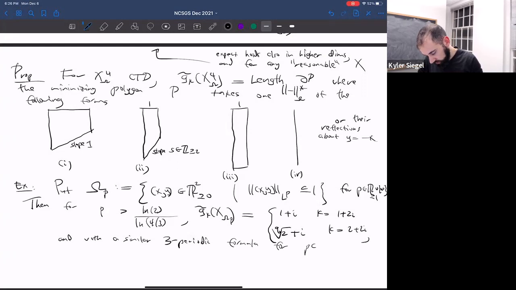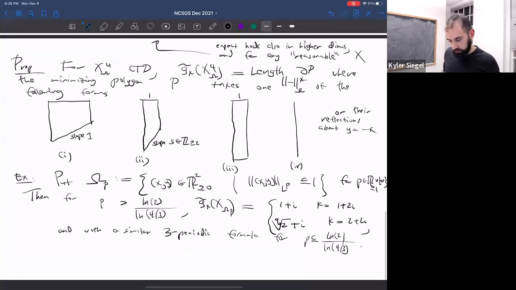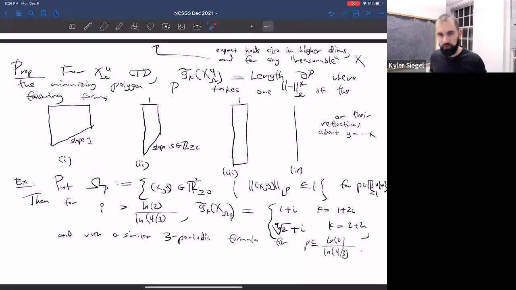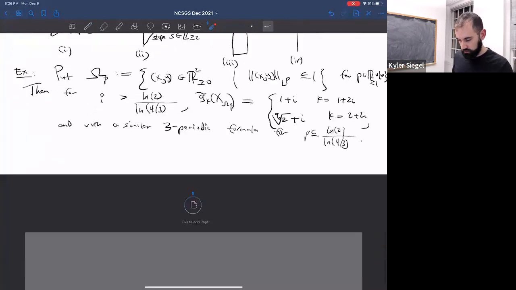So for P less than or equal to the threshold. And actually, I don't really have a good intuition for why, but this seems to be a general principle that if your domain is pretty close to a ball, then the capacities are 3 periodic, and as it starts to look more like a cube or a polydisk, they become 2 periodic.